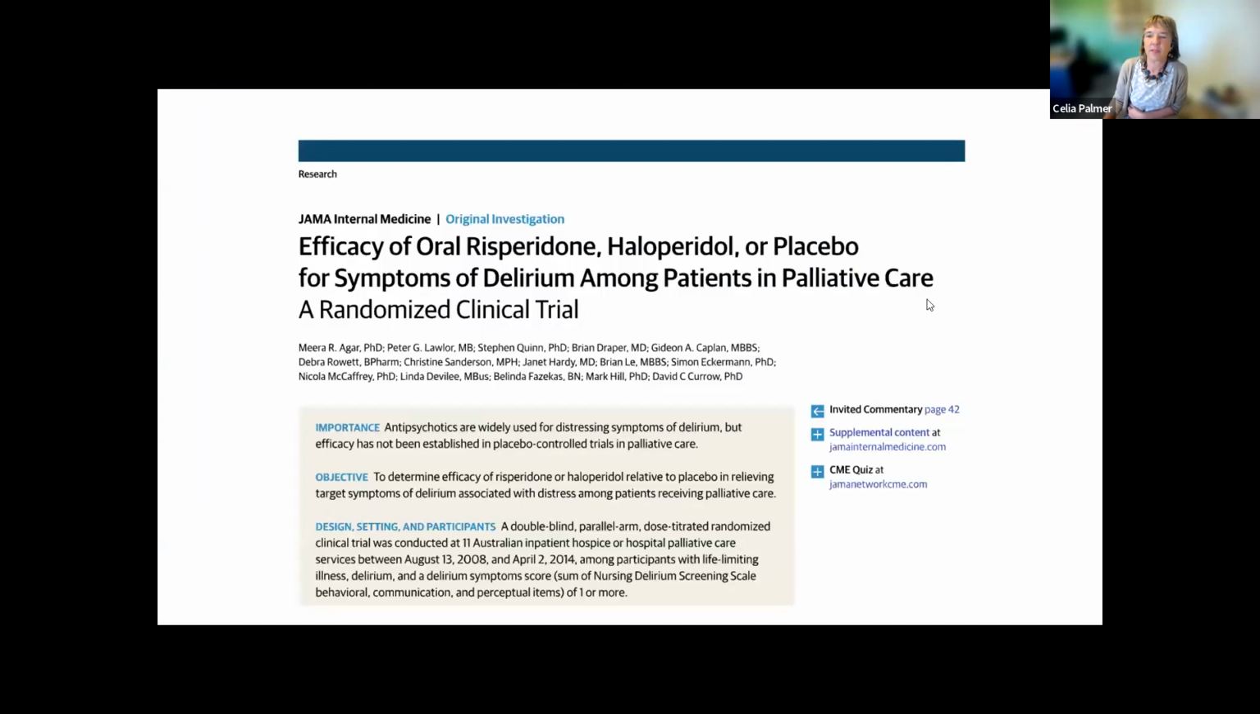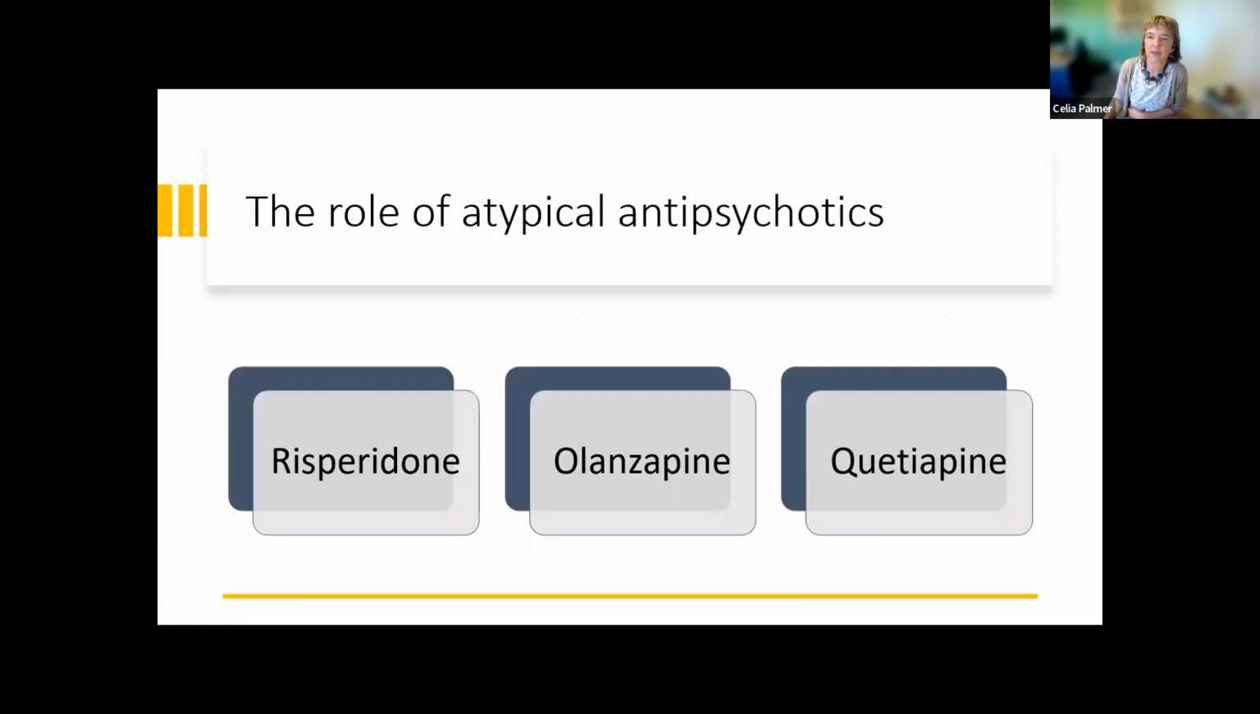I think there have been recent studies that questioned the role of haloperidol, particularly in mild to moderate delirium, and whether it was actually making a difference. This study showed that compared to placebo, it didn't make a difference. In fact, there were more side effects in the risperidone and haloperidol treated group. There's some debate about the study, and we're still waiting for more randomized trials to replicate that.